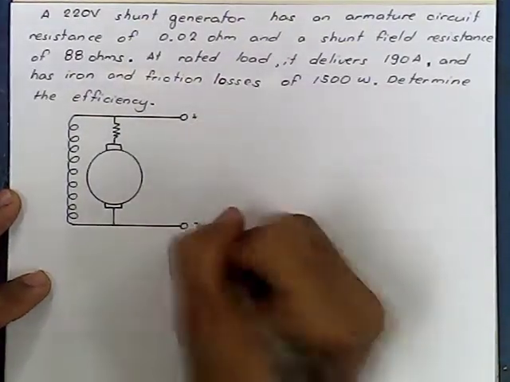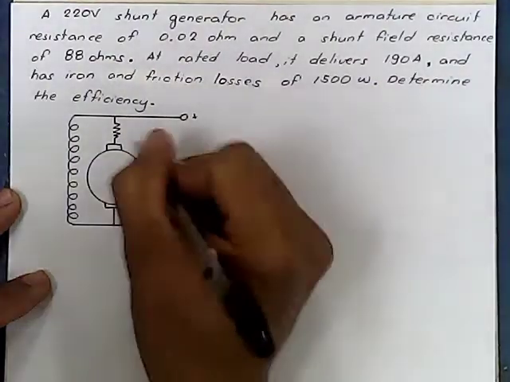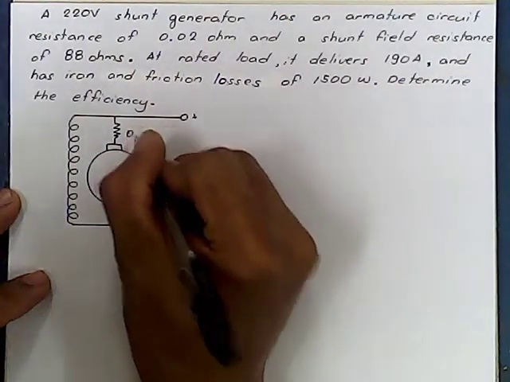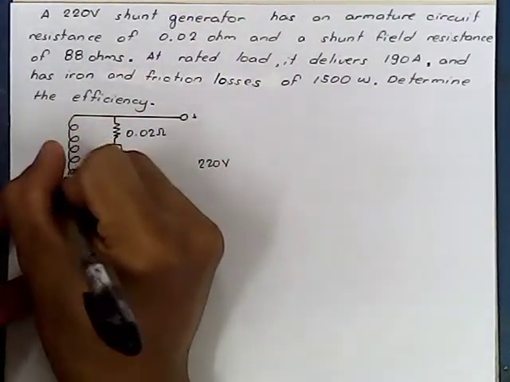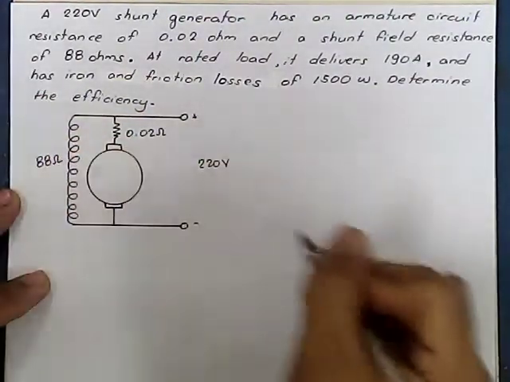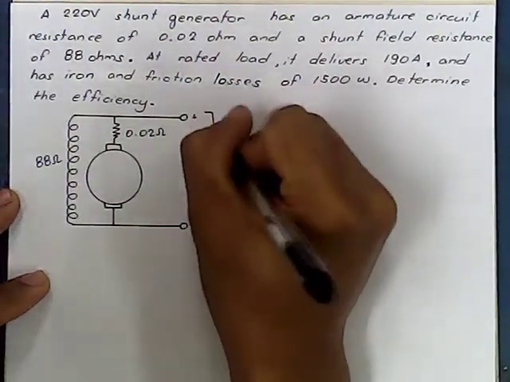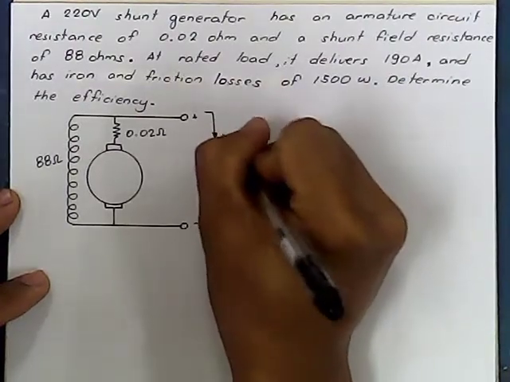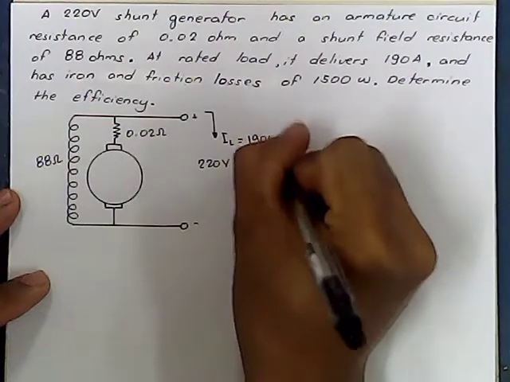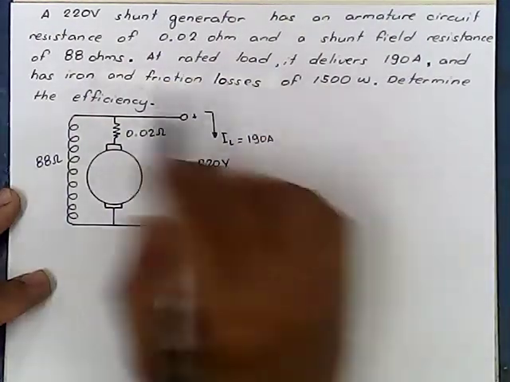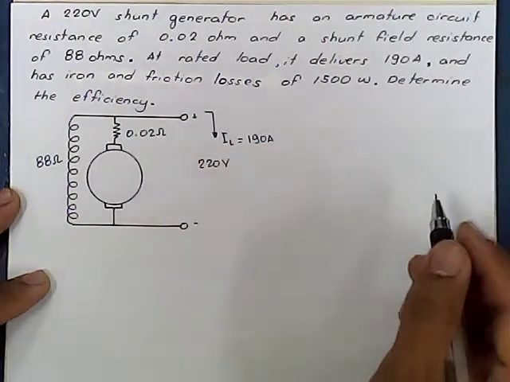The terminal voltage is 220 volts. Armature circuit resistance 0.02 ohm and shunt field resistance is 88 ohms. It delivers 190 amperes. Therefore, we have the line current that is 190 amperes. And yung rotational or stray losses is 1,500 watts.